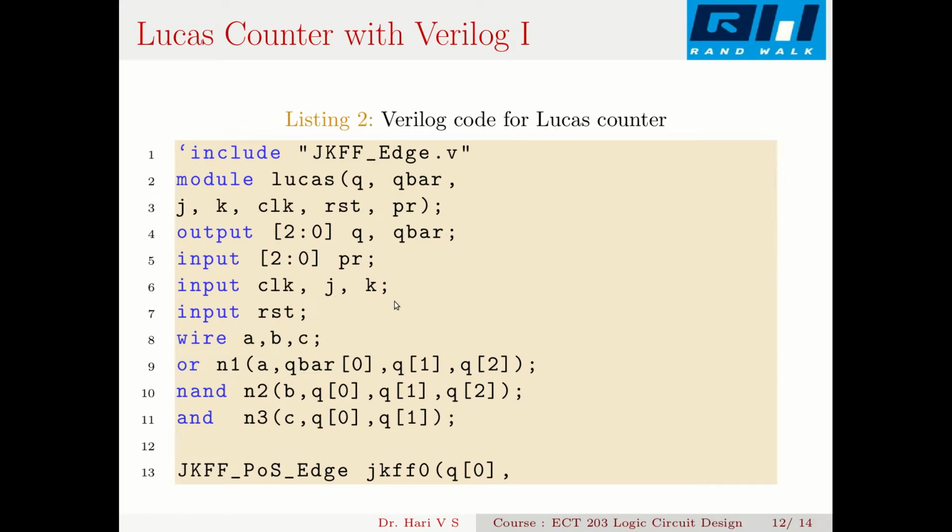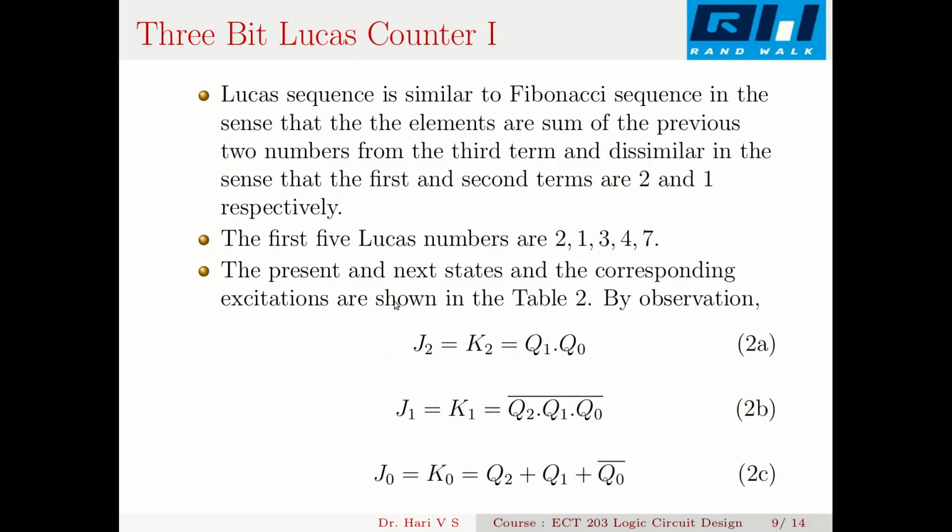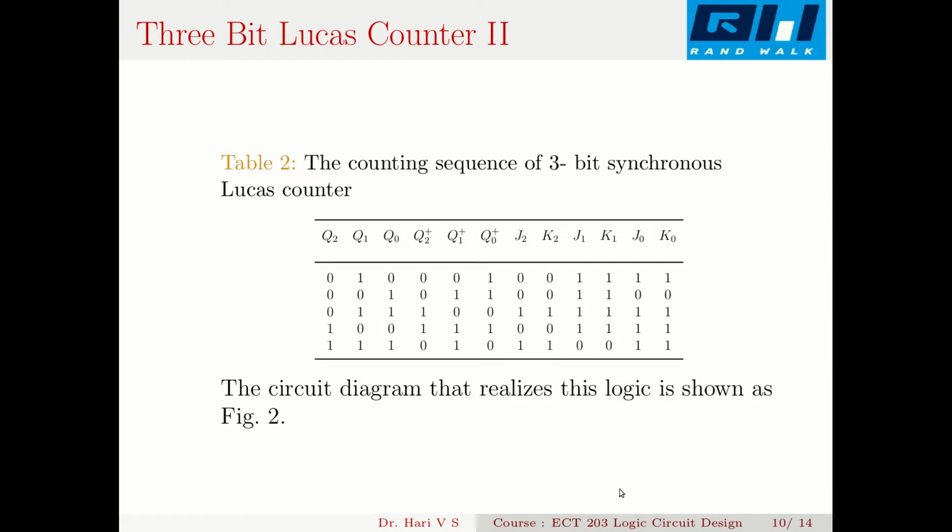Okay, you can see that J0 equal to K0 equal to Q2 or Q1 or Q0 bar. I will explain that again.